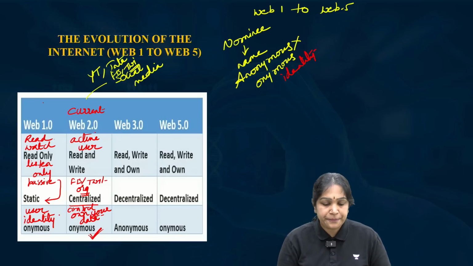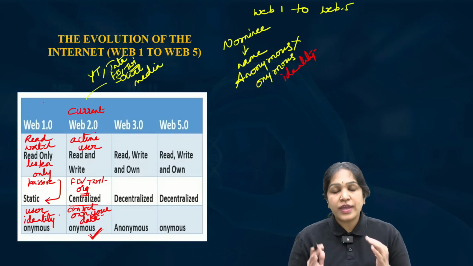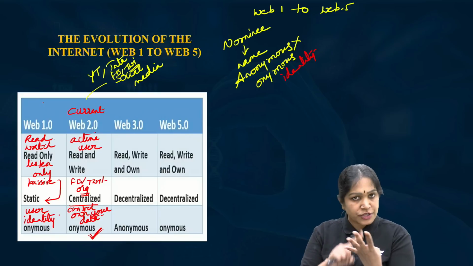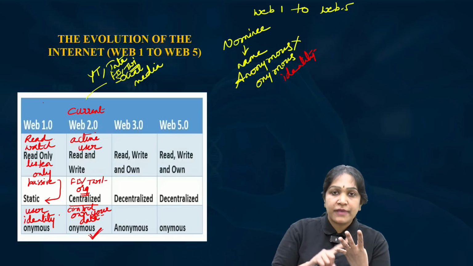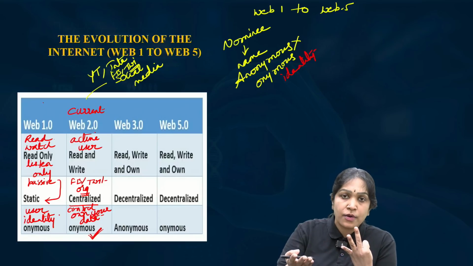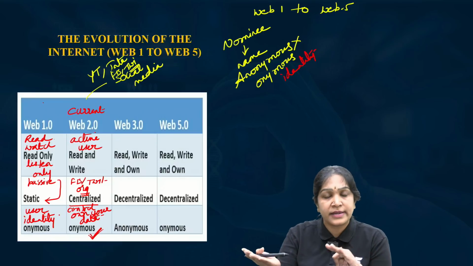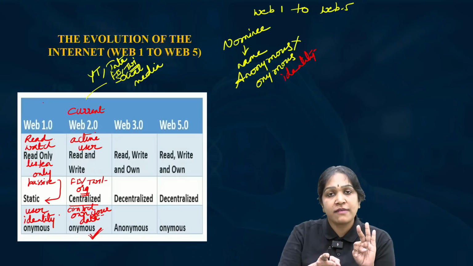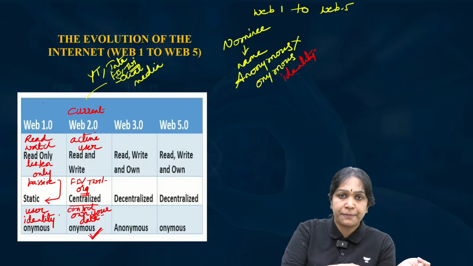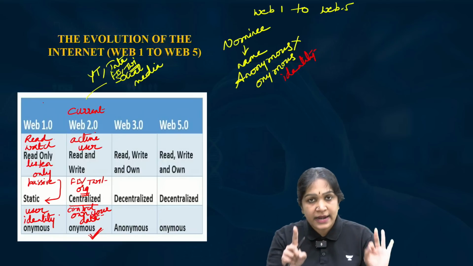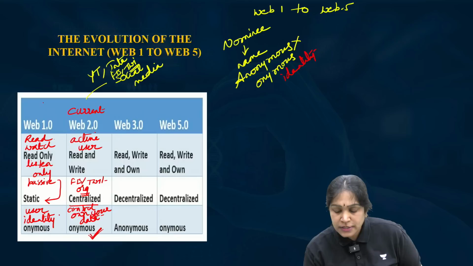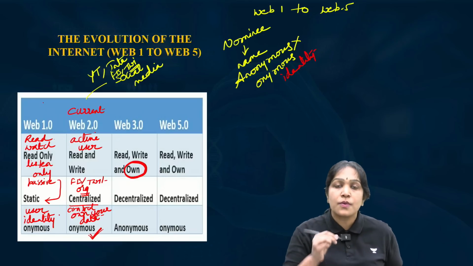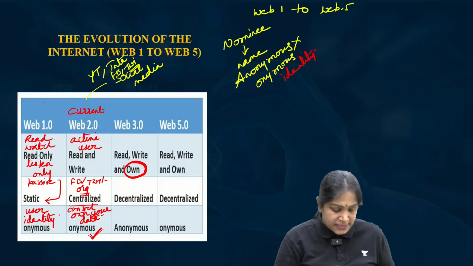Next, what is Web 3? In Web 3, we can do everything that we can do in Web 2. In Web 2, can I watch the video? Yes. Can I upload the video, or can I like, share, comment, that is, interact with that video? Yes. So in Web 3, we can do everything that we can do in Web 2. Plus, in addition to that, we can also own our data. It means what?